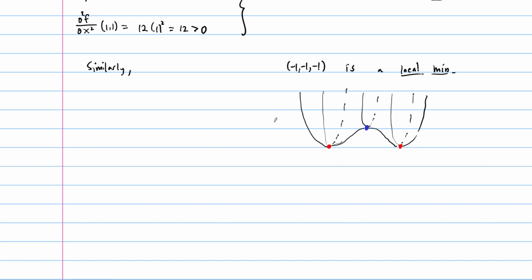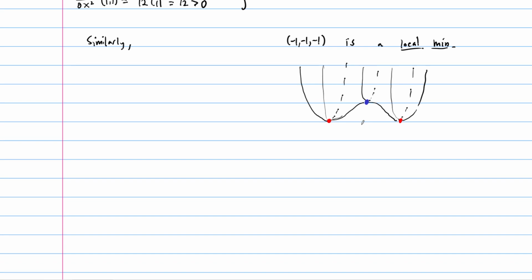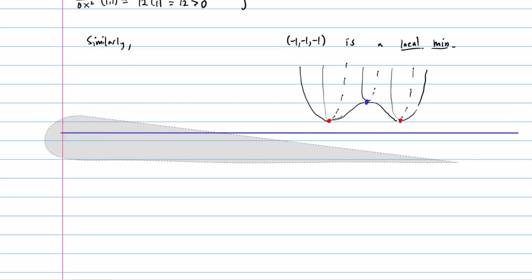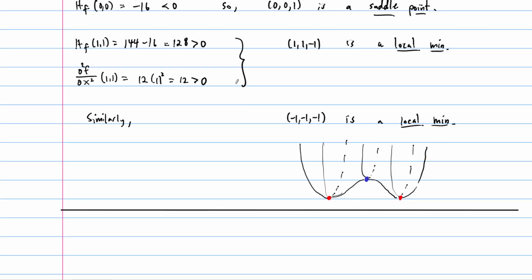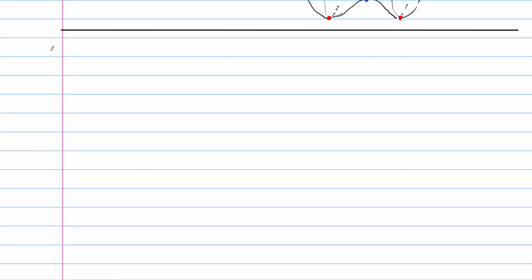So this is pretty much what the surface is going to look like here. It's all curving upward, right? Except in between these two local minimums, where we end up with this saddle point in between the two. Okay, so that is an example of how we can use the second derivative test to help us classify our critical points. So we've classified our critical points.